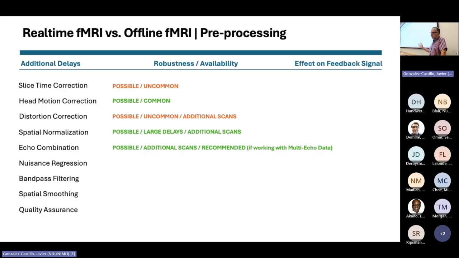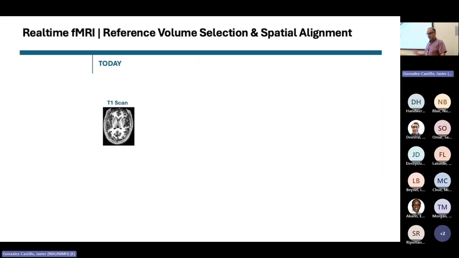If you're working with multi-echo, you need to have a T2 star map. You may have acquired that at another moment. The reason I'm putting all these things is because they're all about spatial transformations. And I think it's important that when you're doing a real-time experiment, you think about it this way.